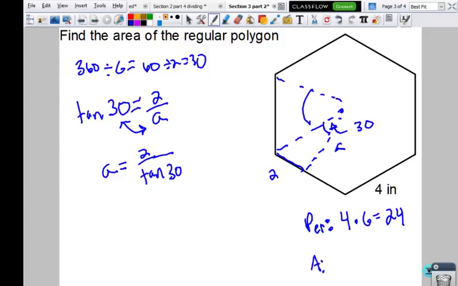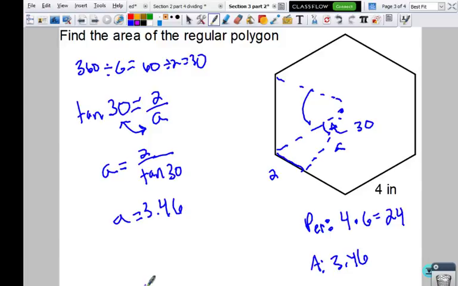Really? Yep. I'm going to Desmos. 2 divided by tangent of 30. I might forget a couple of times though. And we get our apothem is 3.46. We'll go back here. So A equals 3.46. Alright. I've done everything I need to find my actual area now.